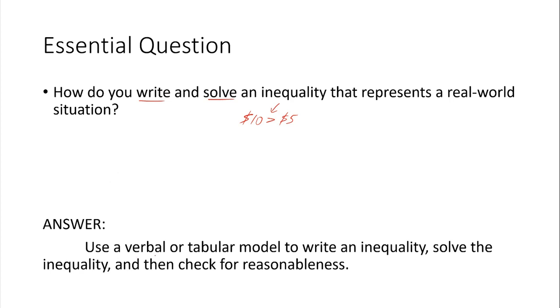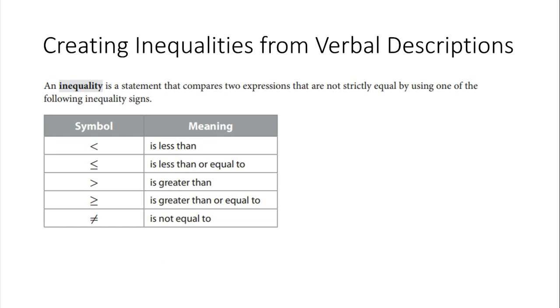So our shortest answer is basically we use a verbal or tabular model to write an inequality. Then we solve the inequality and then check for reasonableness. So reasonableness is in context, real world situation. So we're going to learn how to write, solve, and then check for reasonableness. So that's like the main things you have to know how to do. All right, so let's look at some examples and get going.